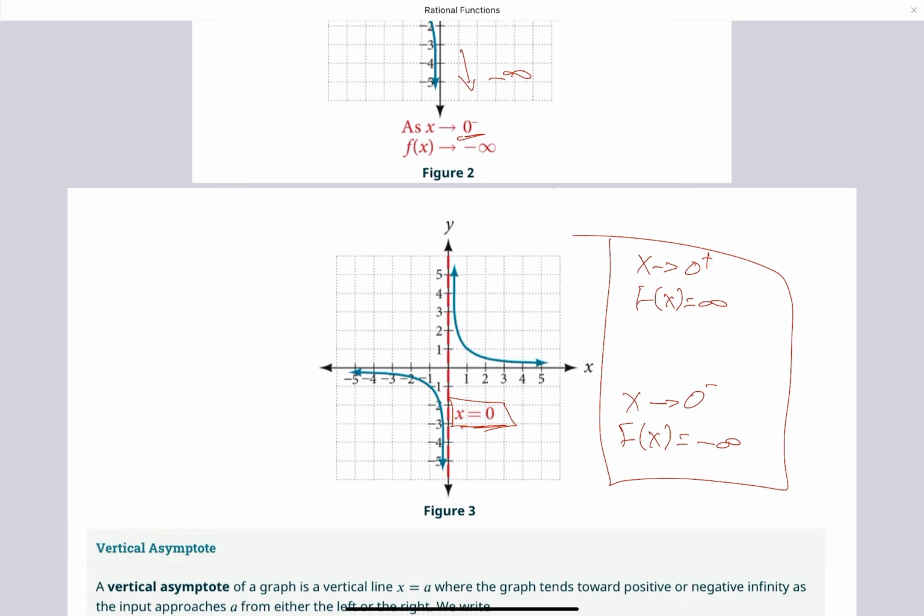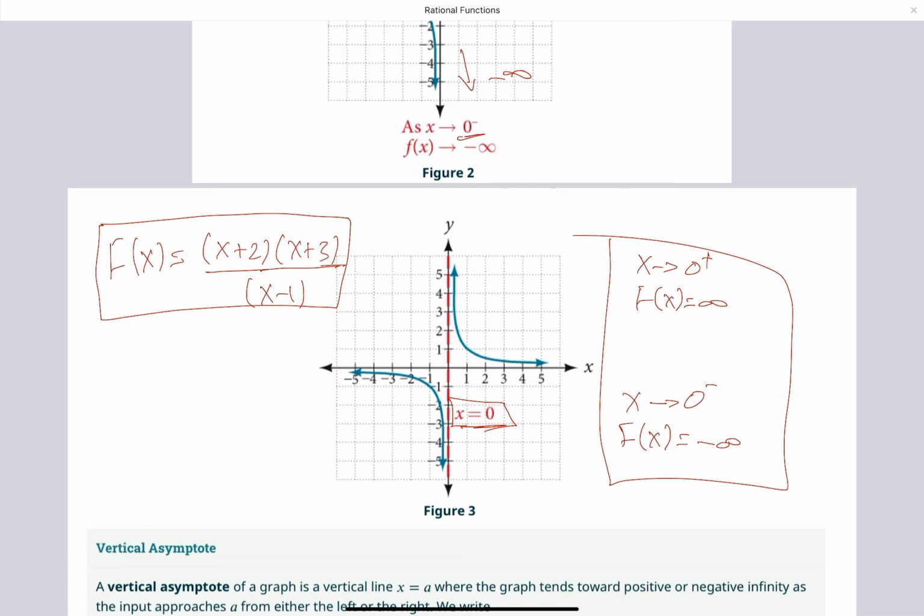Let me teach you this trick before we move on. If I have f of x, let's say, equal to (x + 2) multiplied by (x + 3), divided by (x - 1), you take whatever is in the denominator of this rational function. I'm sorry about this, I didn't tell you what a rational function is. A rational function is basically a function as a fraction.